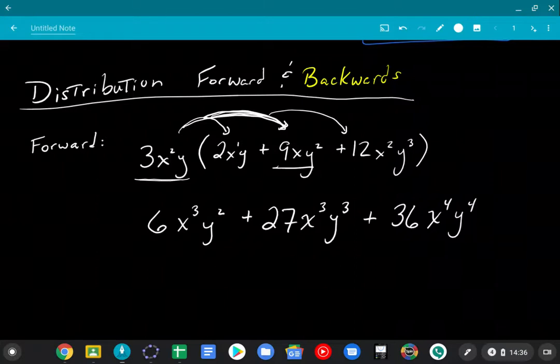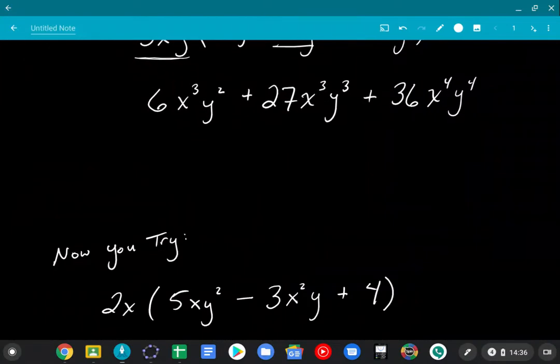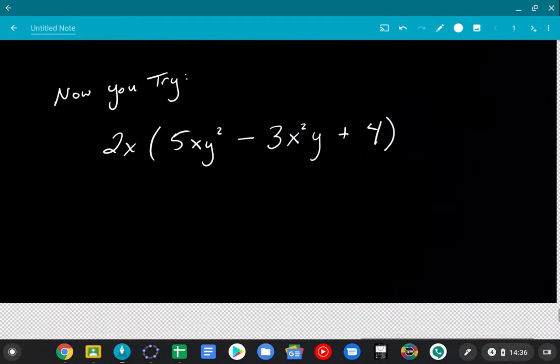All right, so we just distributed that 3x squared y into the parentheses. All right, so I want you guys to try it out.